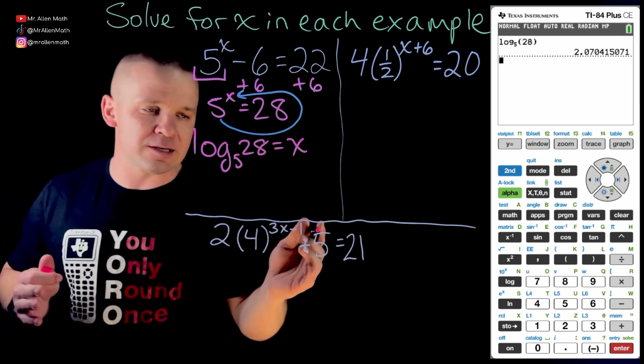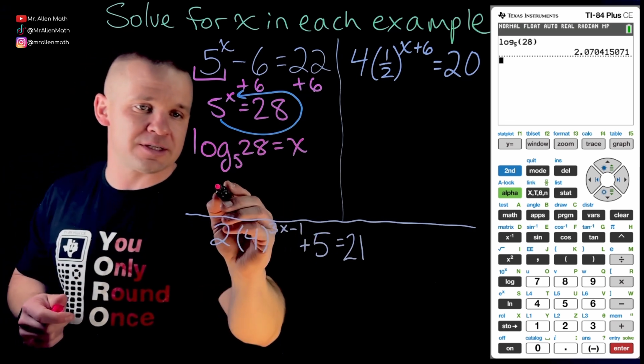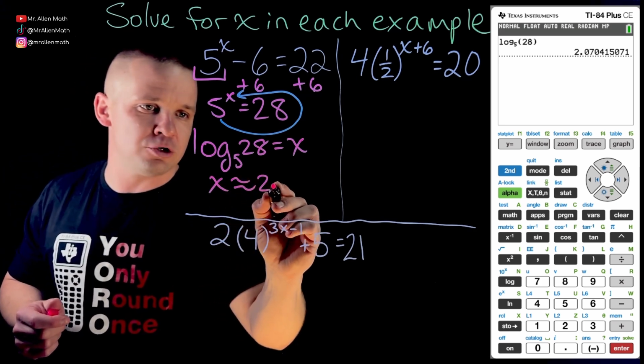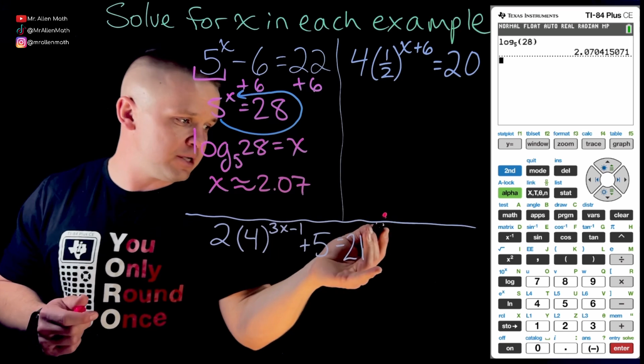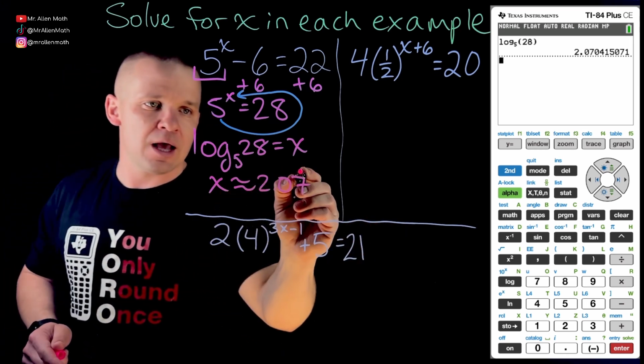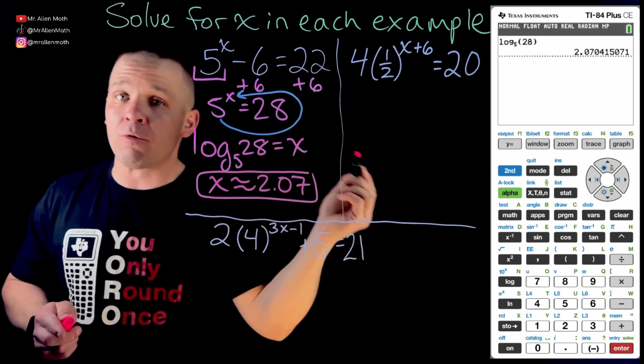So we got a 5, arrow over, got a 28, hit enter, boom, I've got 2.0704. Let's go 3 decimal places, or in this case, 2 because the 0 is going to stay. X is approximately 2.07. It would be 04, so that works, okay? Now, I said approximately because we are rounding this value, right?